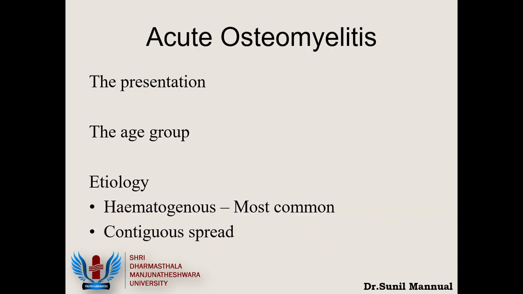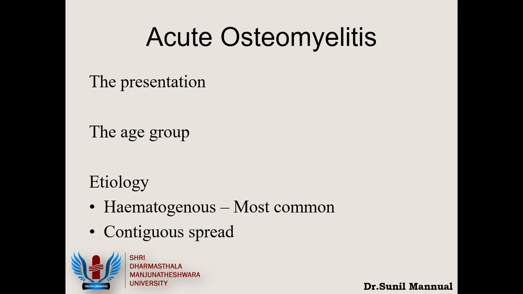Now let us come back to today's primary topic, acute osteomyelitis. The first thing about acute osteomyelitis is the dramatic presentation. The age group is usually children, and it is predominantly seen in the first decade of life. Why it is seen in children, I will explain a little later. The other important thing is, as I mentioned, the presentation.